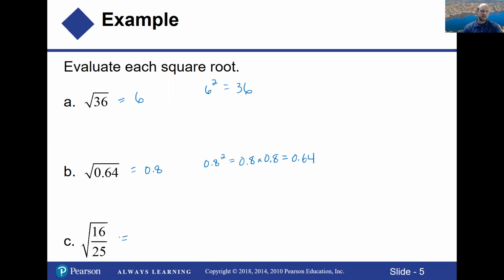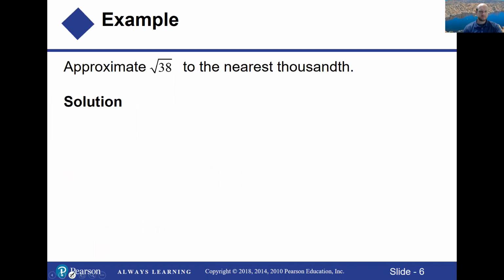In a situation like this, where we have a rational expression inside of a radical, what we can actually do is something called the quotient rule for radicals. So we can break this up into 2 different radical expressions with a division sign. We can break this up into a numerator and a denominator, and then take each of those square roots by themselves. So the square root of 16 is 4, and the square root of 25 is 5.